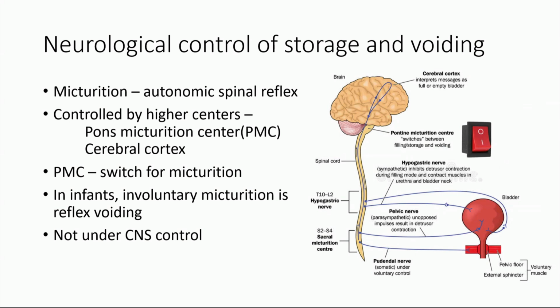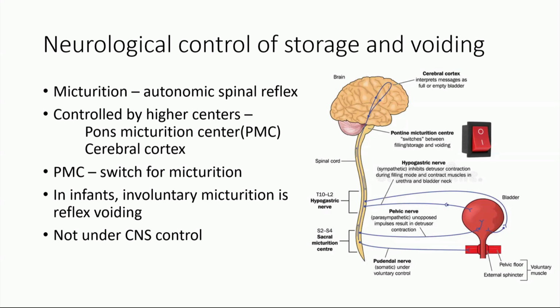of life, it is only controlled by the autonomic portion of the spinal cord, which is the autonomic spinal cord reflex. But as the central nervous system matures, this reflex is influenced by the higher centers in the pons, which is called the pontine micturition center, and the suprapontine centers in the cerebral cortex, primarily in the prefrontal cortex.